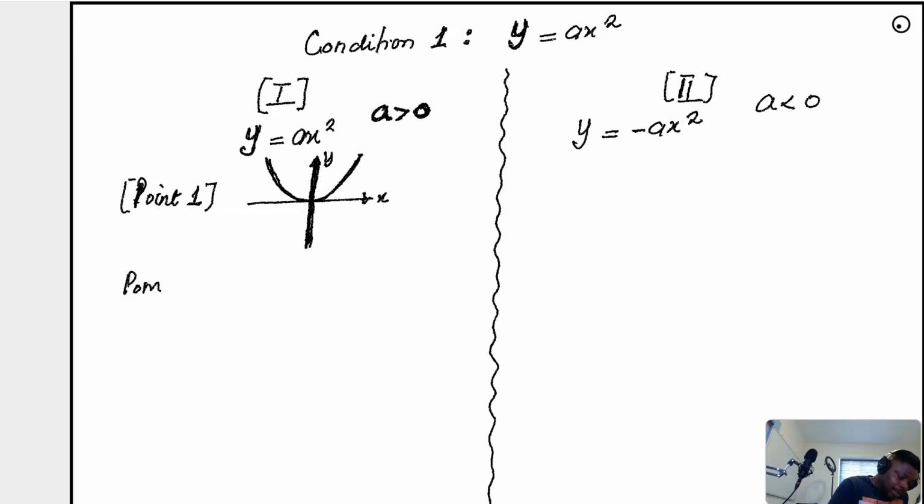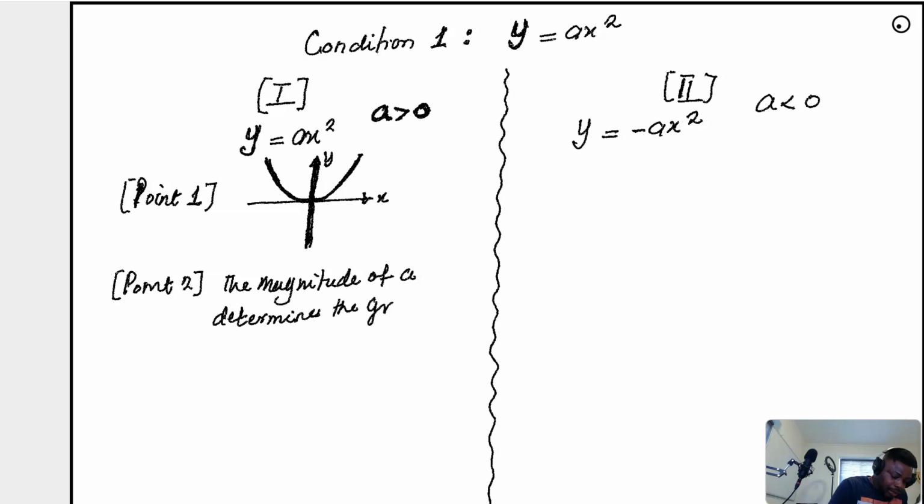Second point you need to know here is that when it's symmetrical on the y-axis, you can see what you have there. That is the minimum point. So it simply means the magnitude of a determines the gradient. I will explain what this means.